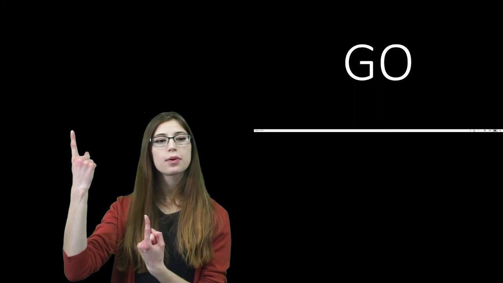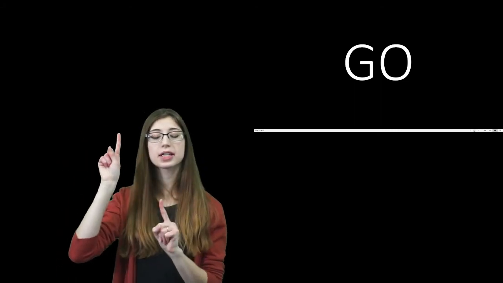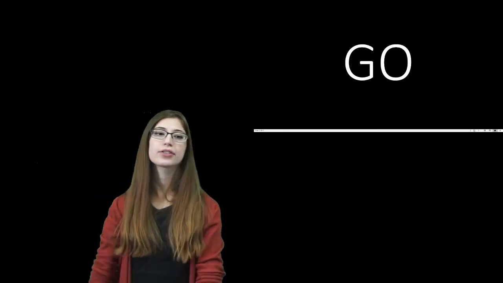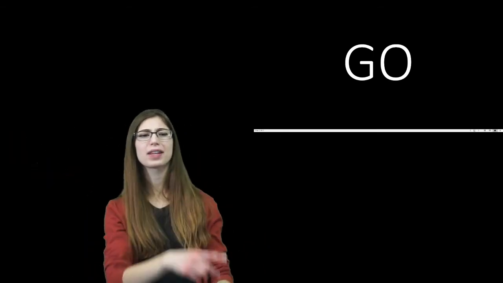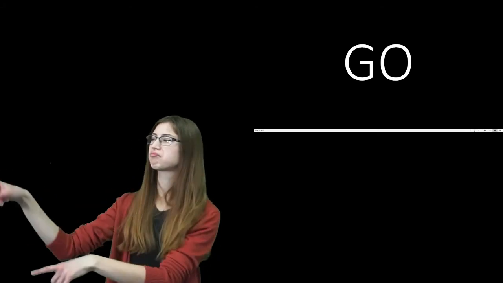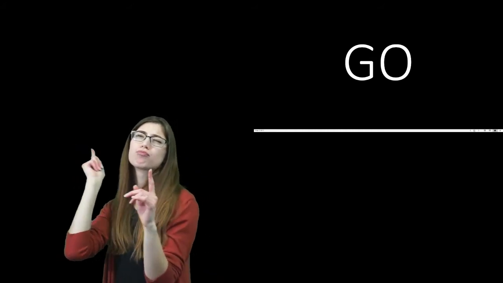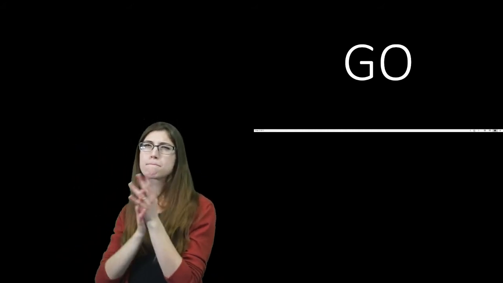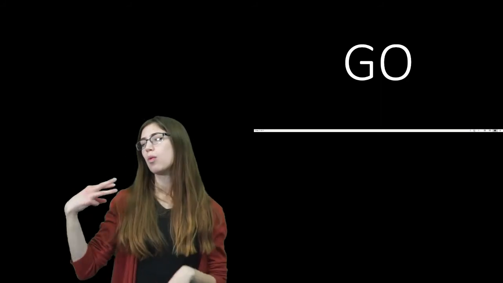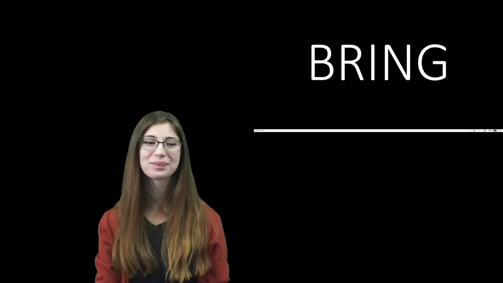Go. So for go, you are just going to flip your hands so your palms are facing out. You're going to start closest to your body and then point in the direction that you want to go. Like, go over there. Go. Or I want to go to Washington, D.C.